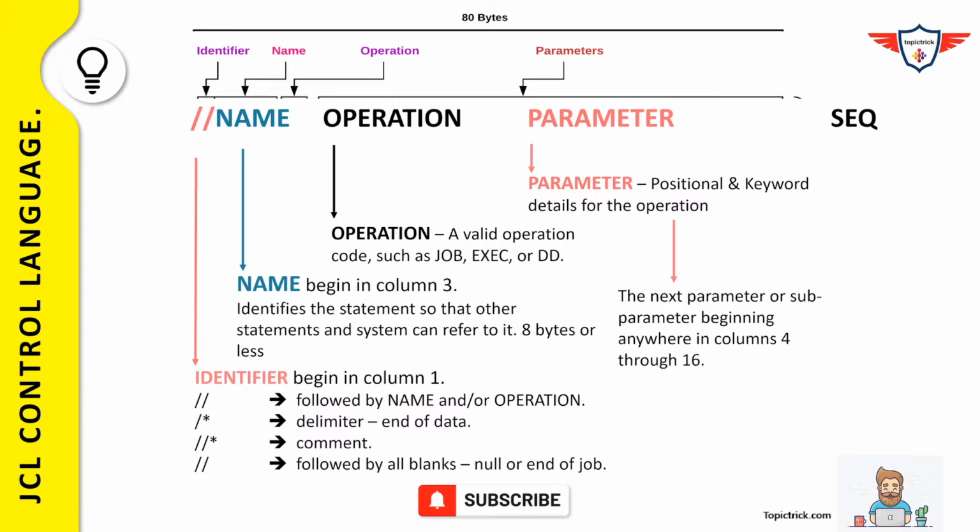If it's a job operation, then it would have parameters related to a job card. If it's an execute statement, then these parameters will be related to an execute statement. And in case you are using a DD statement, then these parameters will be associated with DD statements. And the last field is the sequence number. The sequence number is actually optional. It's not used anymore now. These were used in the 1960s for punch cards.